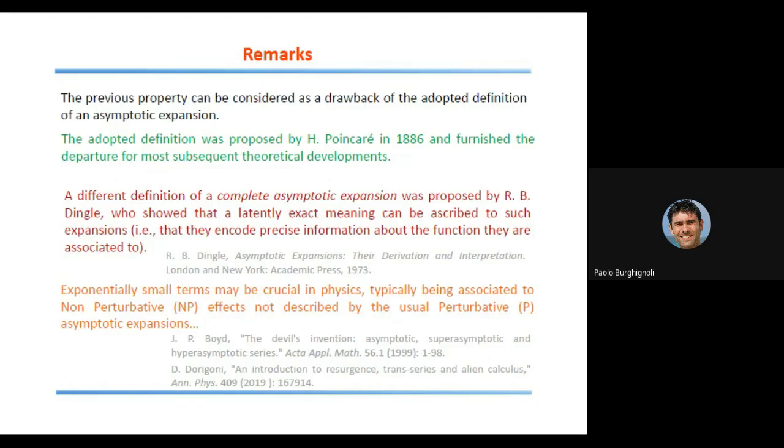The most famous example is probably superconductivity, which could not be discovered by very smart people like Feynman, for example, because they were trying to do perturbative expansions. Whereas the phenomenon is by itself non-perturbative, so you cannot discover it if you go that way. You should go another way. Well, about this, you can find some very interesting details in this beautiful review by Boyd, The Devil's Invention: Asymptotic, Superasymptotic, and Hyperasymptotic Series.